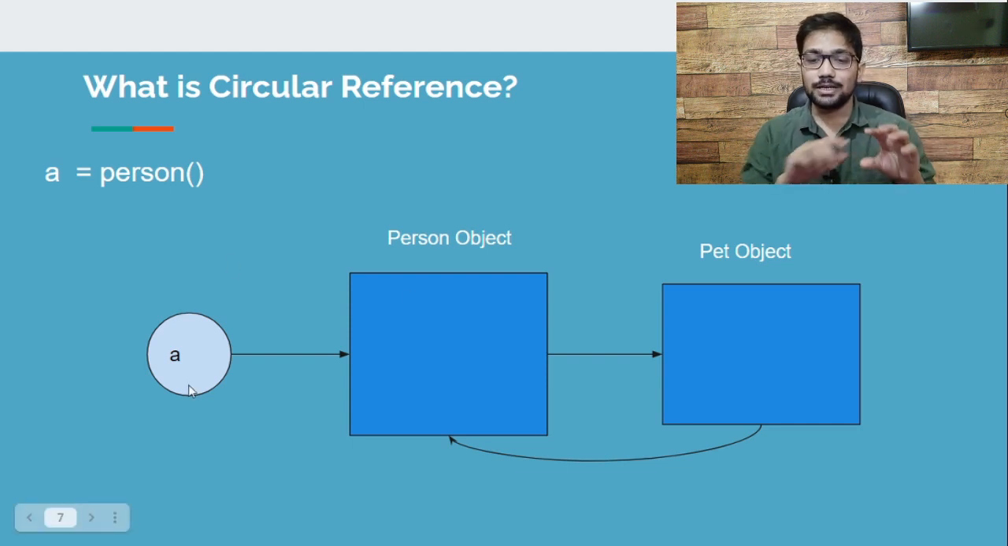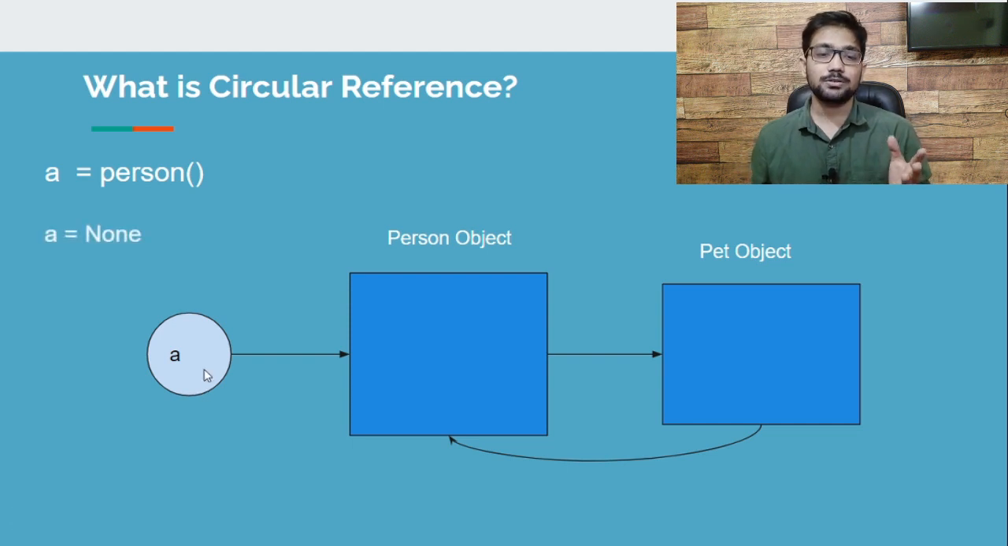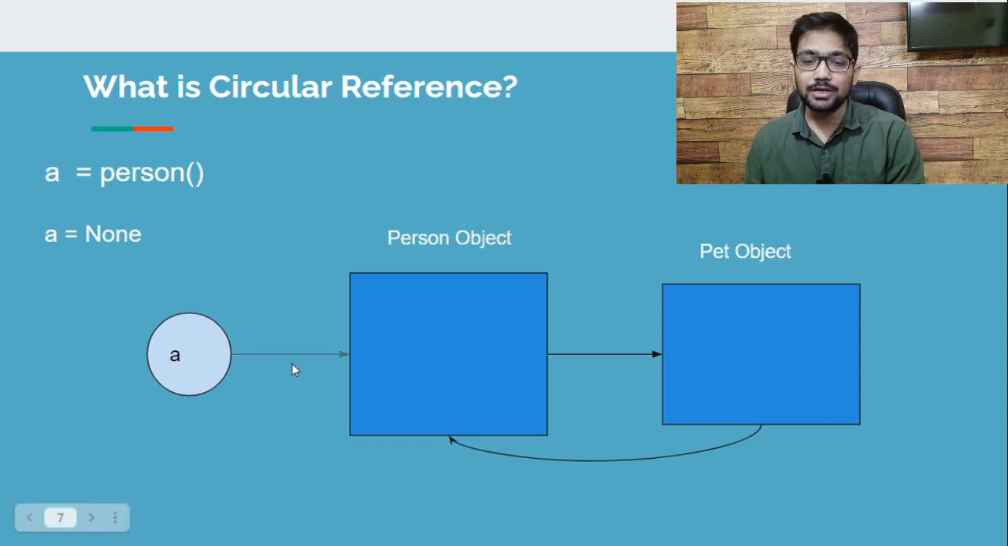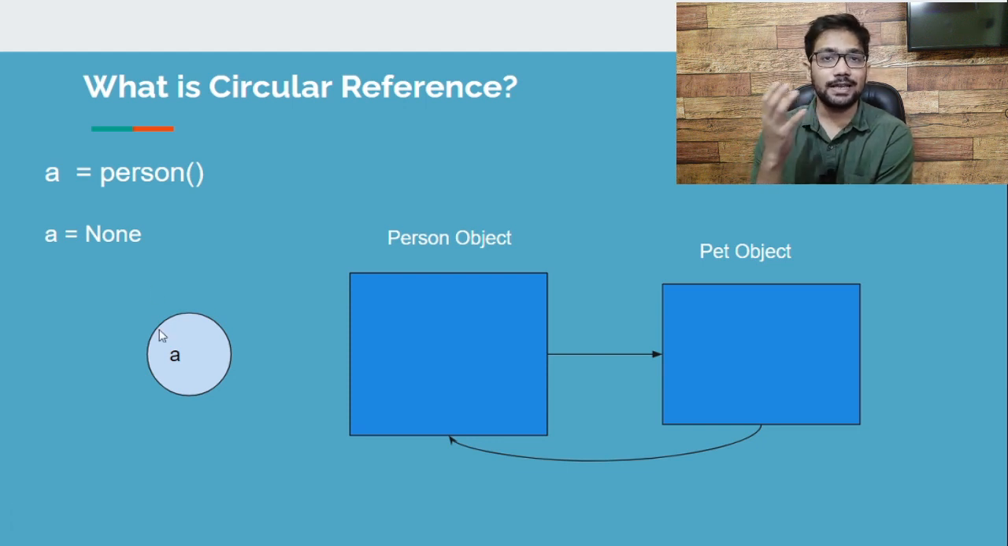So the variable a is going to connect to that person object, and when you do something like a equals None or del a, it is going to remove this particular connection. So now we do not have any way of reaching this person object, and as we do not have any way of reaching the person object, the Python memory manager should collect that particular object, right? But it does not happen in the case of reference counting.